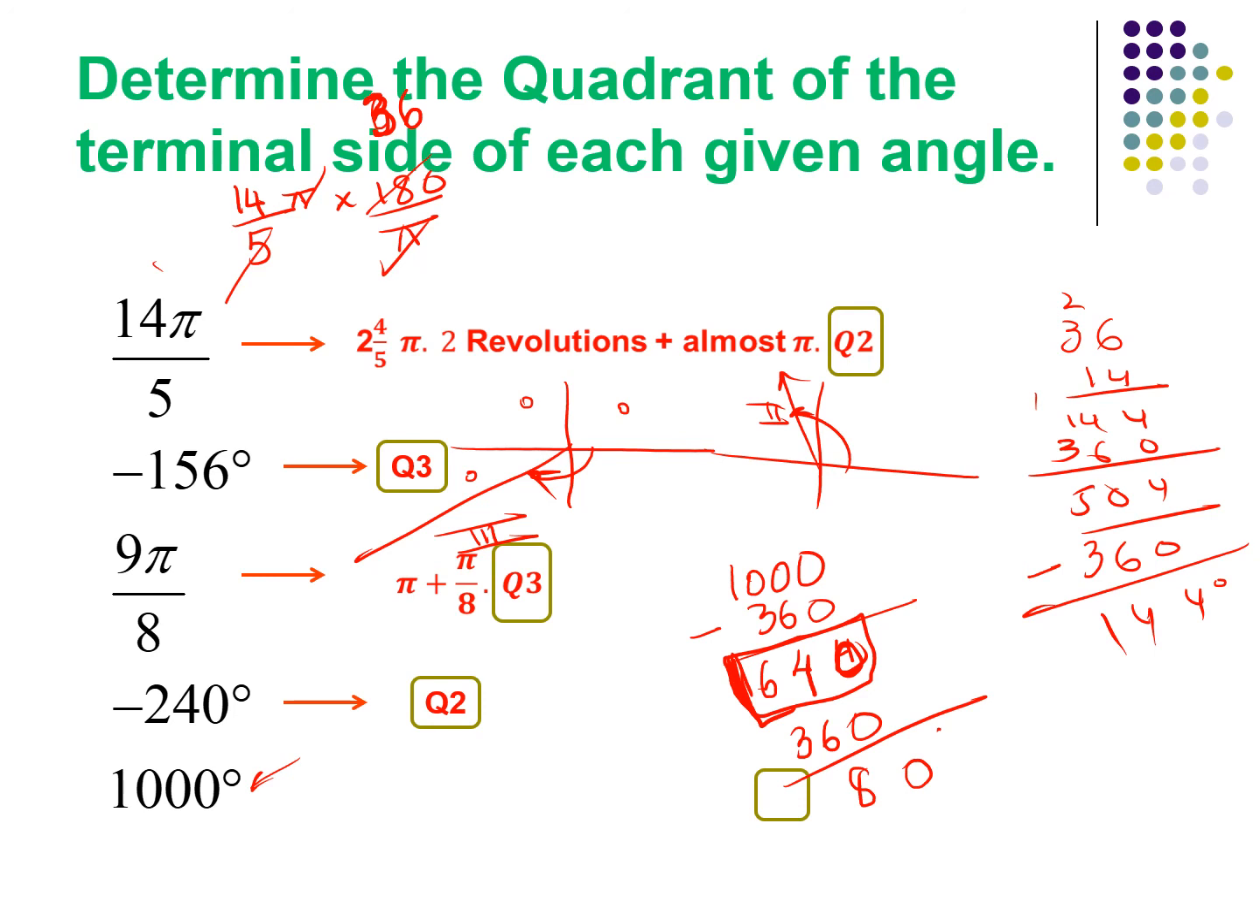Now 280 degrees is bigger than 270 degrees. How many times did you subtract the 360 degree? You subtracted it 2 times. If you are going to draw it, you will make 2 revolutions and come back to the 280 degrees. So it lies in the fourth quadrant.